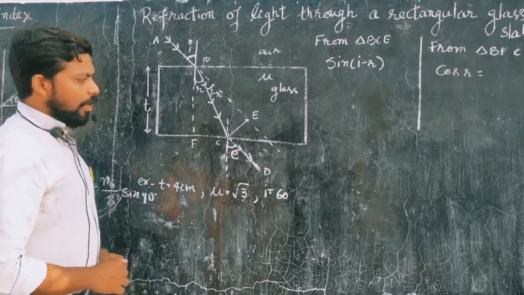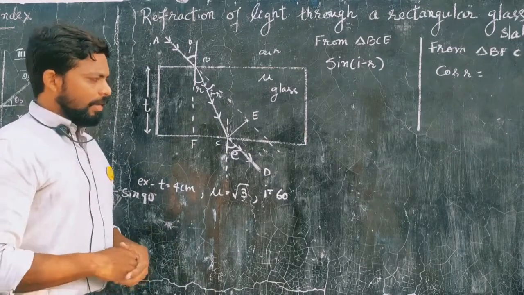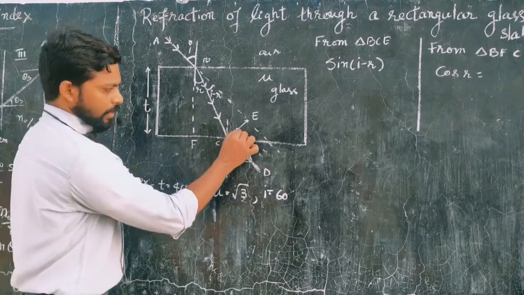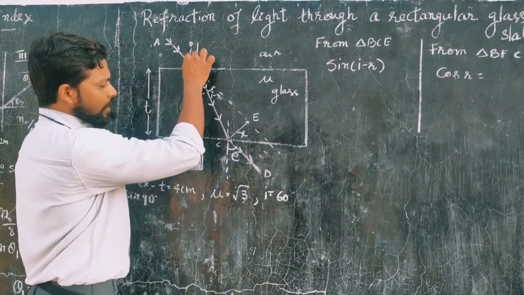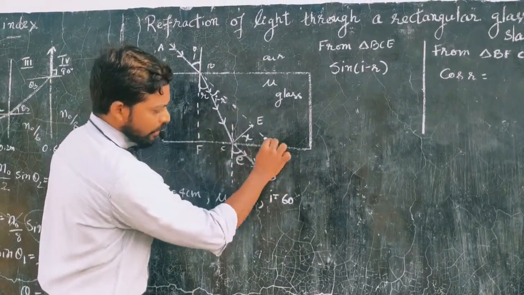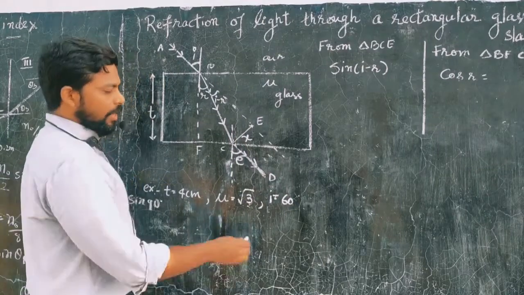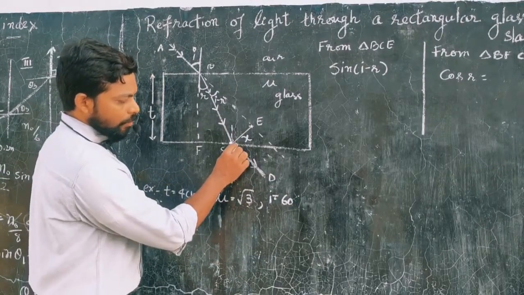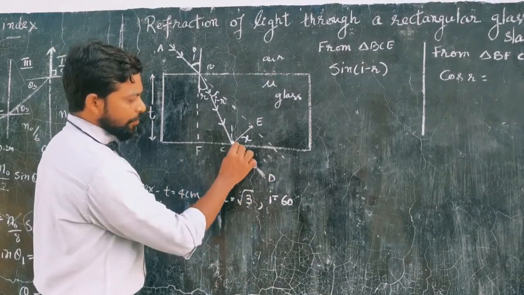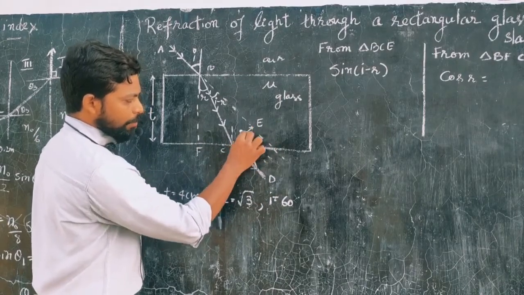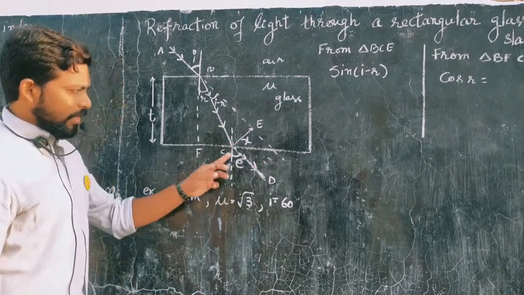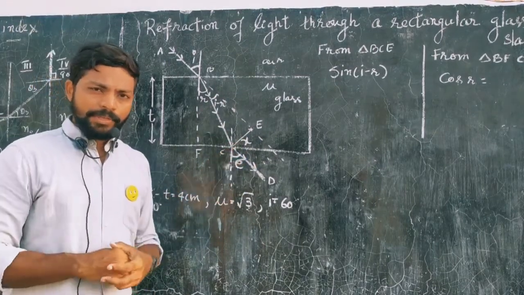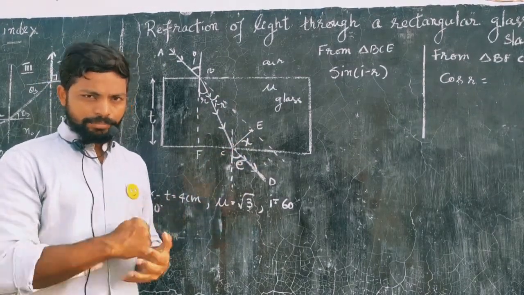Now we are interested in knowing the lateral displacement. It means the original path of the light is expected to be in this way, but finally when it emerged, we have seen light coming out shifted from its original path by some distance. Let us call that x. We are calling this x the lateral displacement or lateral shift.